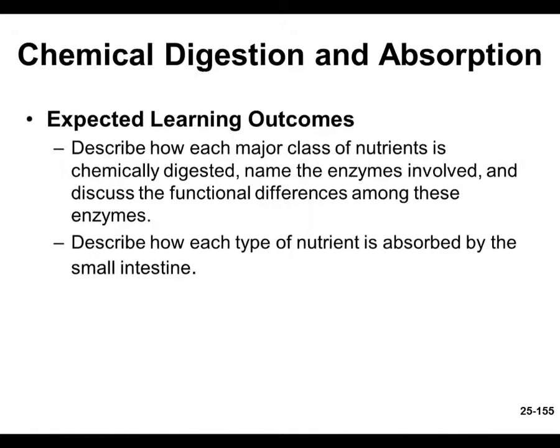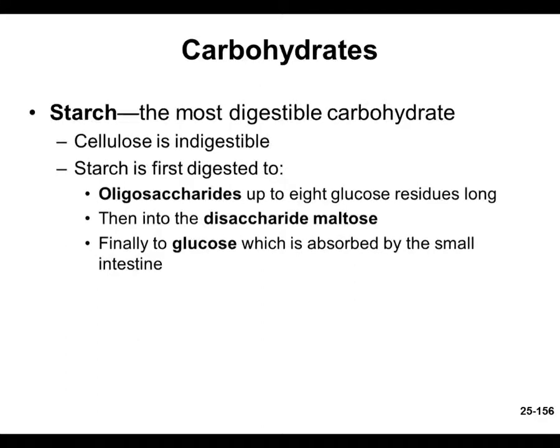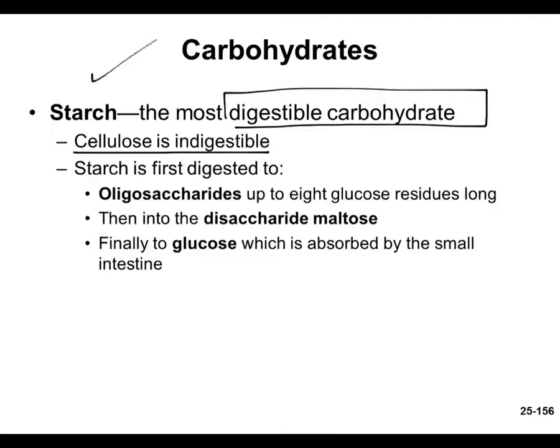And then that brings us to a few things about chemical digestion. I want you to appreciate where in the digestive system different macromolecules are broken down. So we'll start off with carbohydrates. Starch is the most digestible carbohydrate, and cellulose is indigestible. We get starch from plants, and we get cellulose from plants. Starch is the thing that we can break down. The cellulose is the roughage that we can't break down, like in hay. Now, some animals, like cows, can break down cellulose, but we don't have those enzymes. And so if we were to eat hay, it would pass right through us.